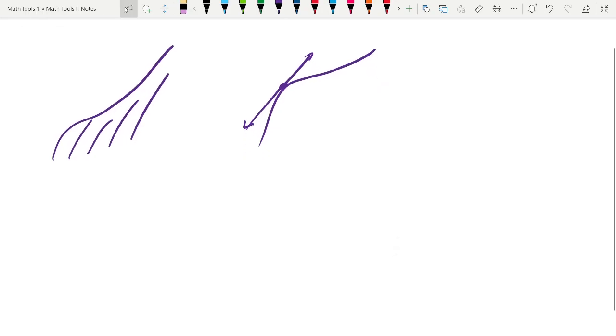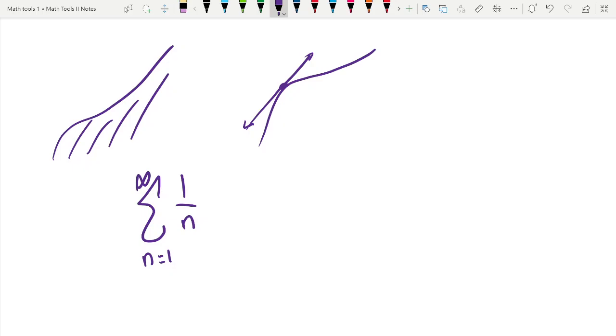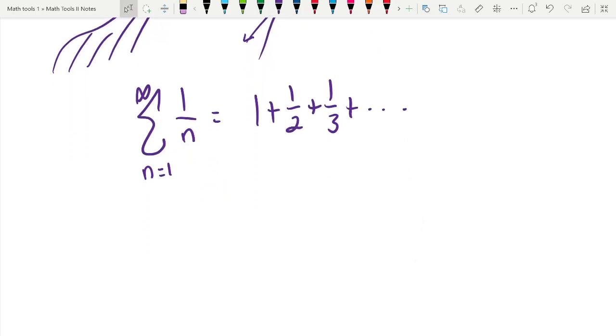So now we want to look at, okay, what happens if we want to add up an infinite number of terms? So like, for example, what if we wanted to take the sum of 1 over n from n equals 1 to infinity? So this would look like adding 1 plus 1/2 plus 1/3. And we would keep doing that forever, right? And so what number does this equal? Does it equal anything? Or does it just end up being infinity?